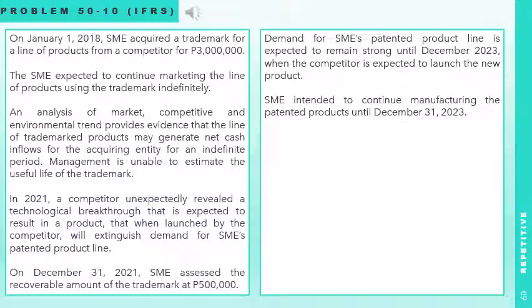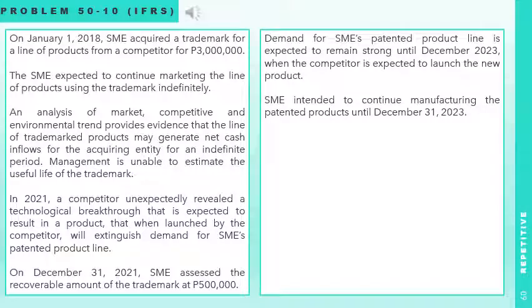For problem 50-10, on January 1, 2018, an SME acquired a trademark for a line of products from a competitor for 3 million. The SME expected to continue marketing the line of products using the trademark indefinitely. An analysis of market, competitive, and environmental trends provides evidence that the line of trademark products may generate net cash inflows for the acquiring entity for an indefinite period. Management is unable to estimate the useful life of the trademark.